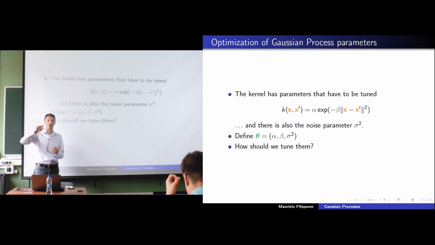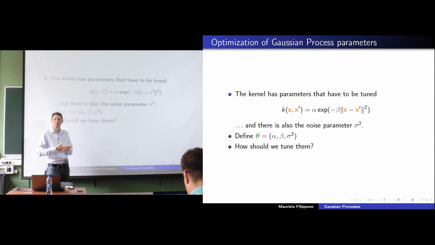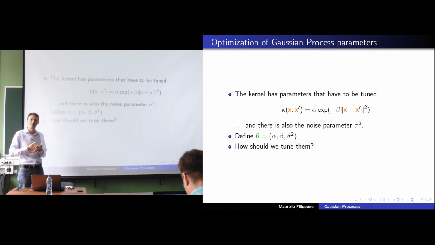So if we are in regression, we want to figure out what is the variance of the noise. So define theta, now in green from now on, as alpha, beta, and sigma square. So how do we tune them? These are parameters of my model. So this is a non-parametric model.